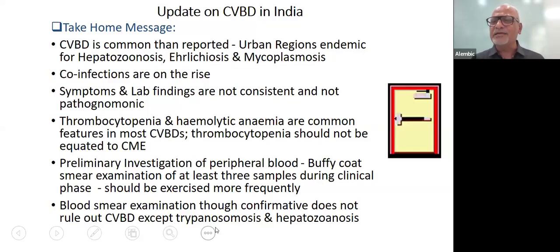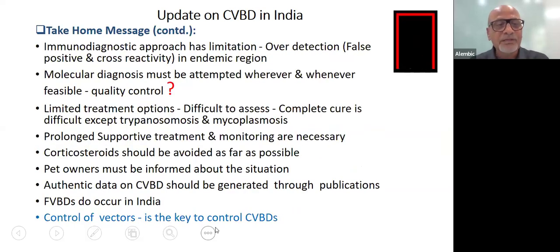If it is a symptomatic case, try conventional methods and narrow it down. Okay, shortlist it. Just rule out trypanosomosis, rule out hepatozoonosis, rule out mycoplasmosis, so that you can then concentrate on the remaining 2 or 3 organisms. So blood smear examination is confirmative, but it is not adequately sensitive.